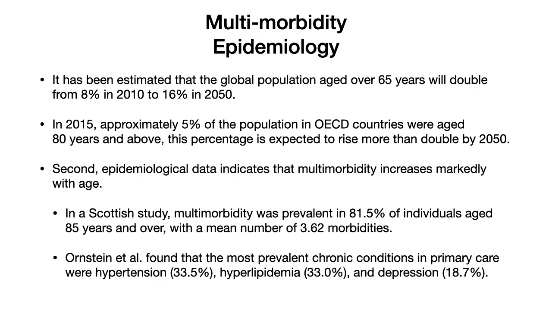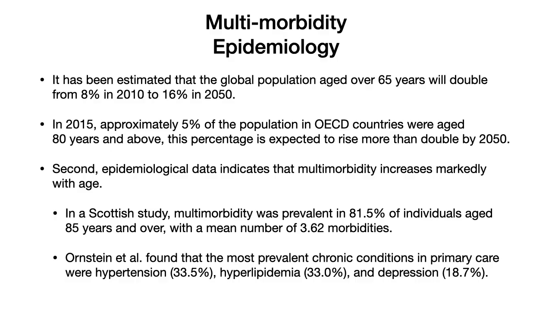It has been estimated that the global population aged over 65 years will double from 8% in 2010 to 16% in 2050. In 2015, approximately 5% of the population were aged 80 years and above. This percentage is expected to more than double by 2050. And multimorbidity increases with age.